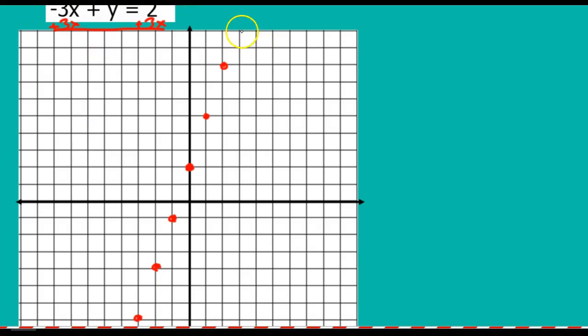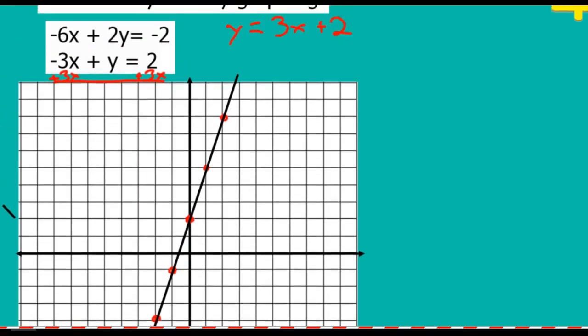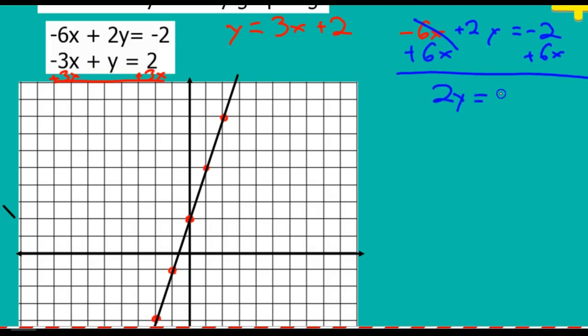So we can draw our line then. Then for our second equation, negative 6x plus 2y equals negative 2. You got to move the 6x over. And we get 2y equals 6x minus 2.